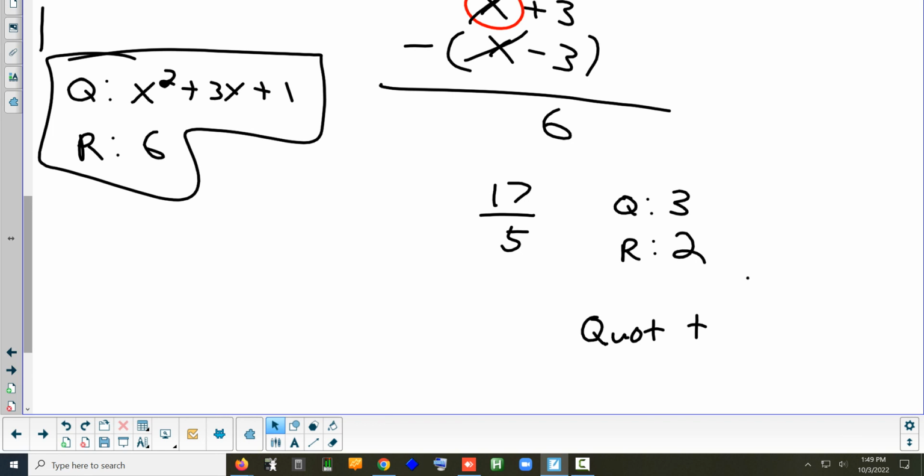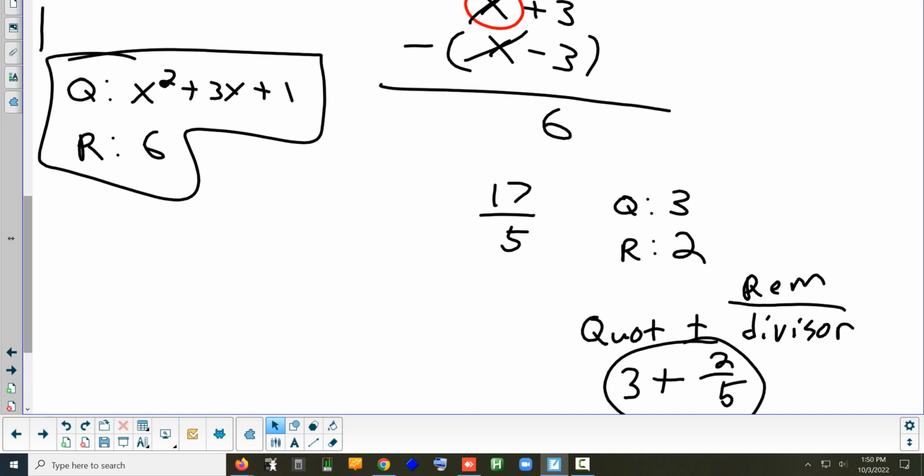plus your remainder over your divisor. That's another way you can write the answer. So the answer to 17 divided by 5 is 3 plus 2 fifths. That's the answer when you divide 17 by 5. Quotient plus remainder over divisor. That's 3 and 2 fifths as a mixed number. Quotient plus remainder over divisor.